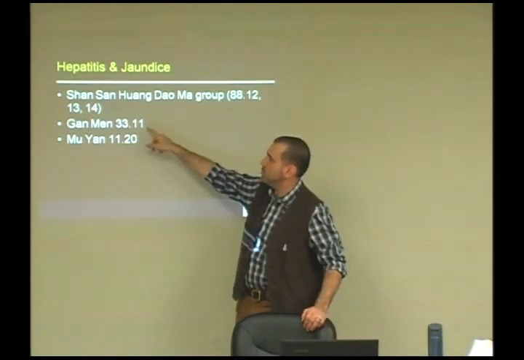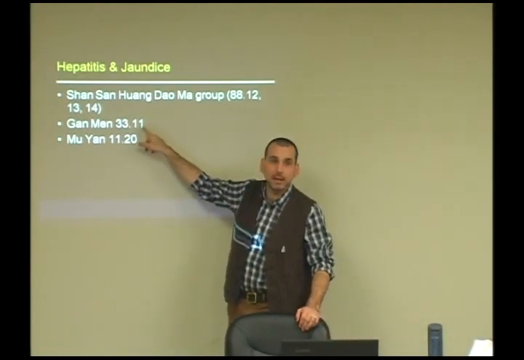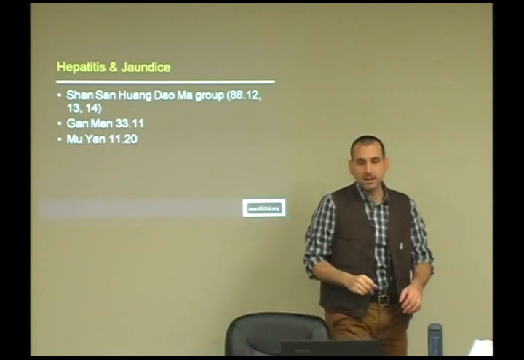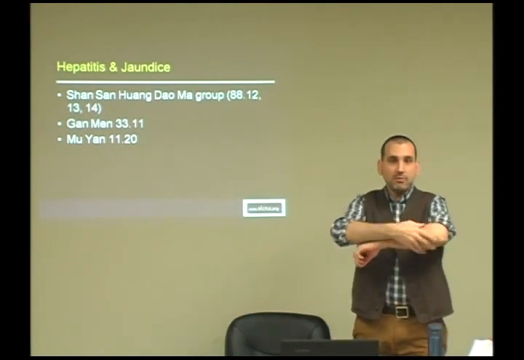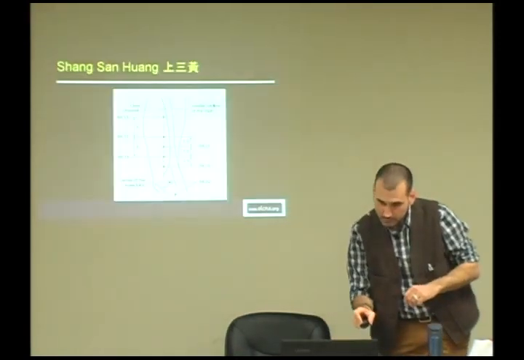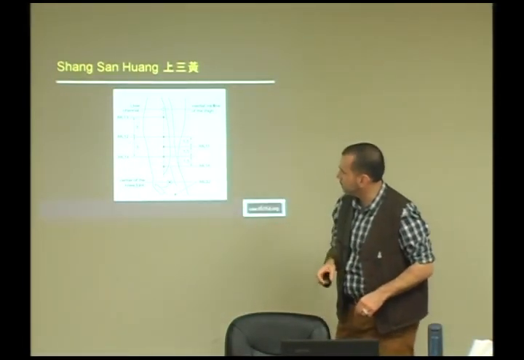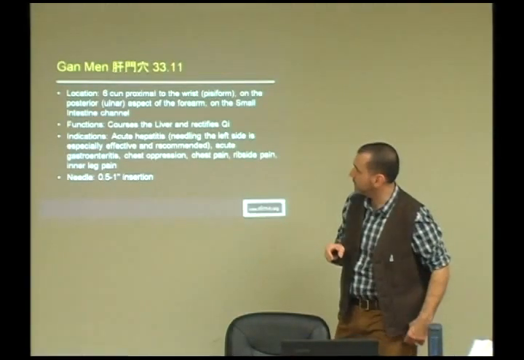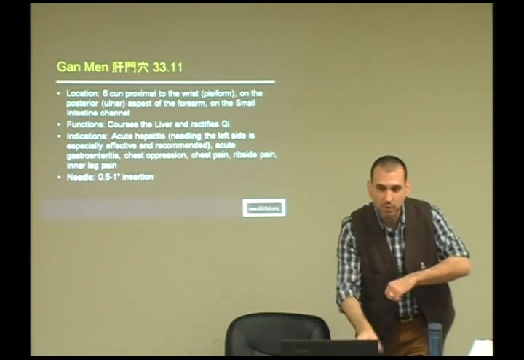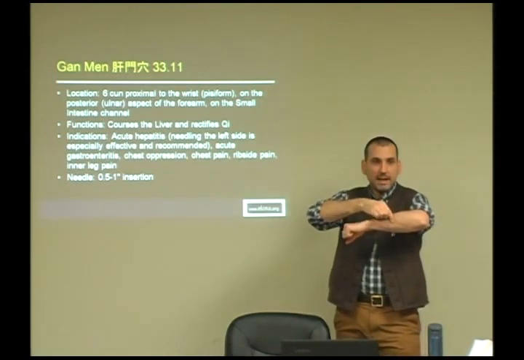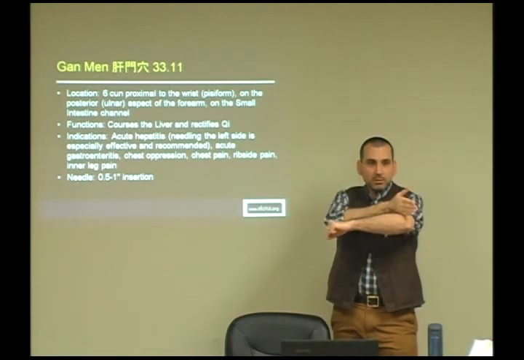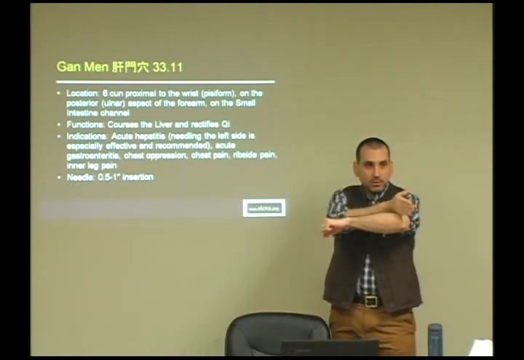The other point we can use is liver gate, Ganmen. Liver gate is a point on the forearm. So the Shang San Huang, you remember from before, we talked about that quite a bit. Ganmen is 3 tsun proximal to the wrist. How many tsun is there from the wrist to the elbow? There are 12 tsun, right?